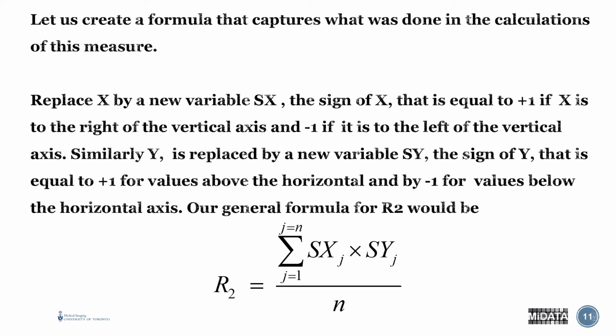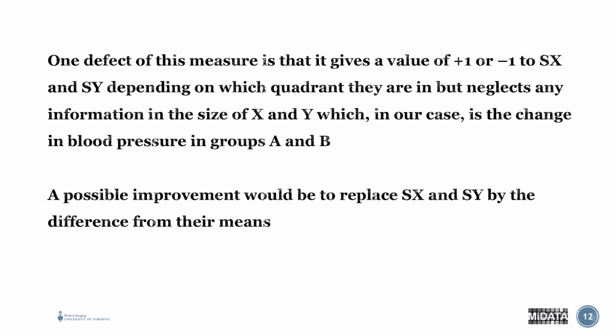So our general formula is now going to look like what is listed here. And this just means the sum of the sign of x multiplied by the sign of y, divided by the total. In our case, it's 40. So we still have a bit of a problem.